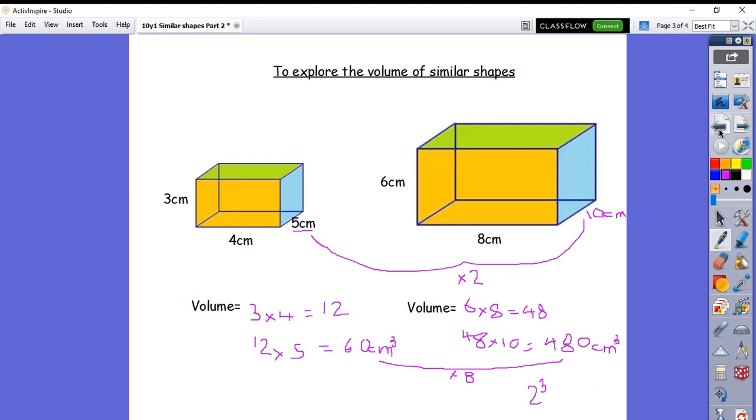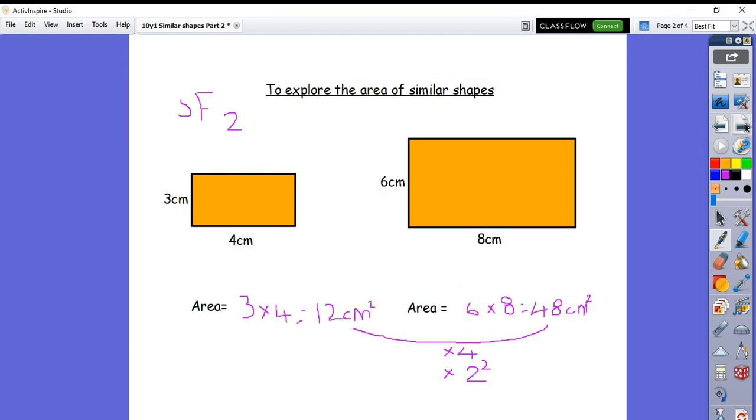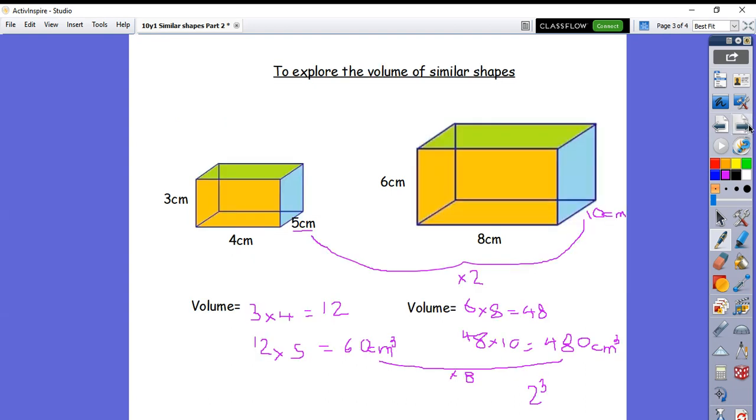So hopefully you're starting to notice that there's a pattern. So if we go back to our first slide, we noticed we had a scale factor of 2 when we were looking at our missing lengths. Then on our second slide, when we were looking at area, we said we had a scale factor of 2 squared. And then in our final slide, where we were looking at volume, we said to have a scale factor of 2 cubed.